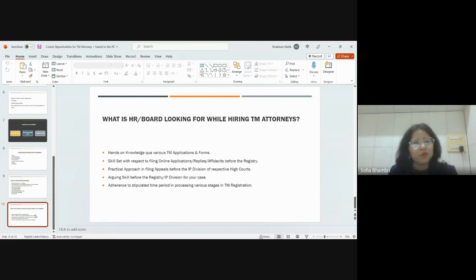What does she want from you? She also wants, more or less, the same thing. They would also ask you questions related to these pointers only. That is your knowledge qua various TM applications and forms. Then, do you know the process of filing online application? Do you know how to file reply? Do you know how to file affidavit? And so on and so on. Then, do you know how to file appeal before the IP division or not? Can you draft an appeal? Can you argue before registry or IP division for your case? And what are the different time periods which are required at every stage to be cleared to push your file ahead in the process?